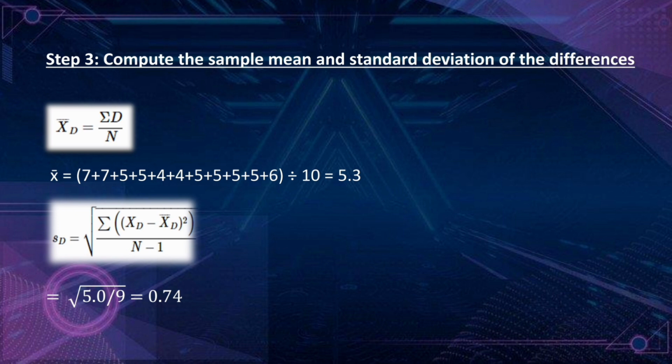Next we find the standard deviation using the formula: root of sigma (xd minus x bar d) the whole square divided by n minus 1. Here xd means the differences of the samples, x bar d is the sample mean we found previously as 5.3, and in the denominator n minus 1, where n is the total number of individuals, 10. So n minus 1 is equal to 10 minus 1, which is 9. After calculating, we get the standard deviation as 0.74.